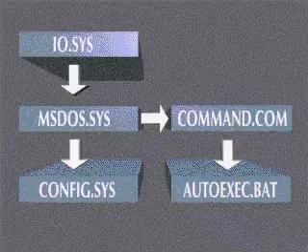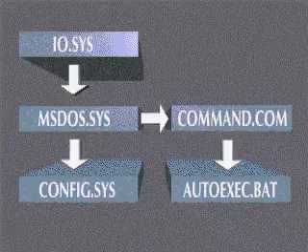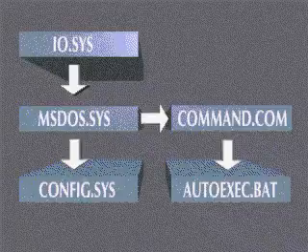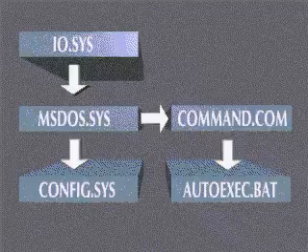Now we get a sort of chain reaction. The PC loads a small bit of data called the boot record into memory. This record loads the io.sys file. And the io.sys loads the ms-dos.sys. And the ms-dos.sys loads the config.sys. That configures your system. And the ms-dos.sys also loads the command.com. The command.com has standard built-in commands such as copy.